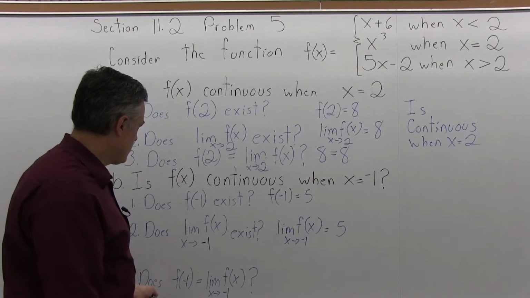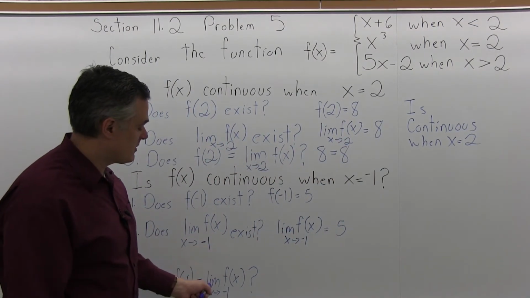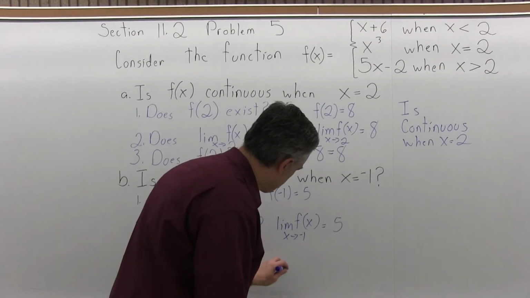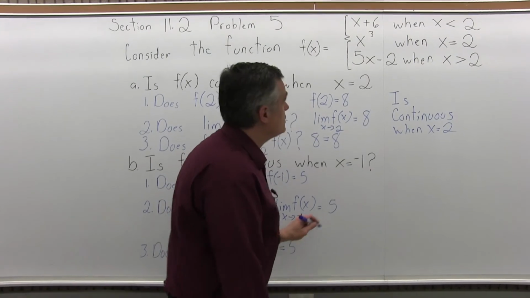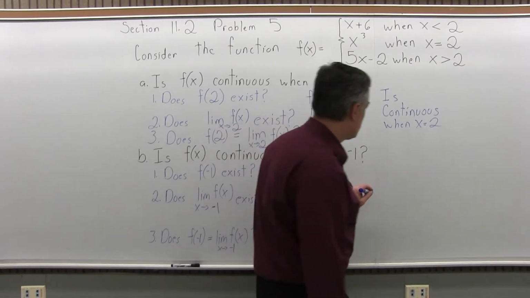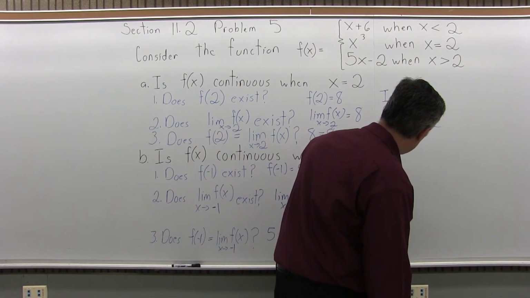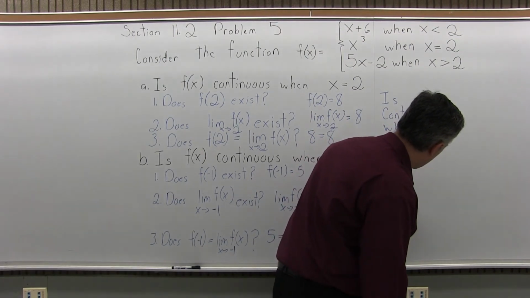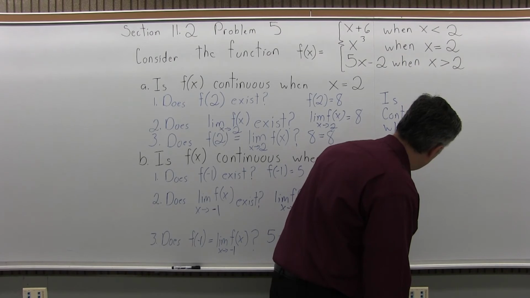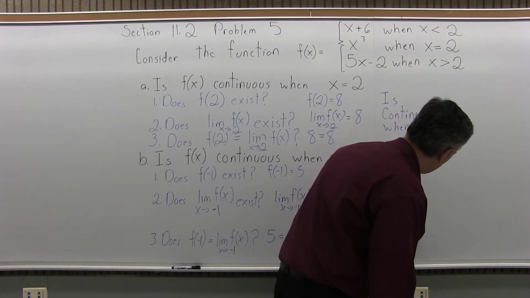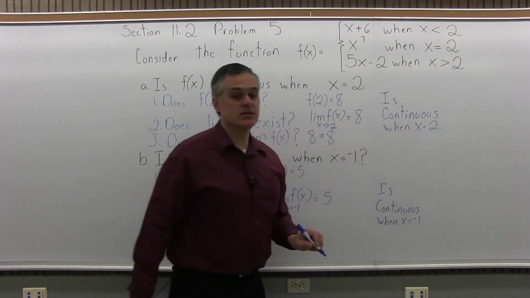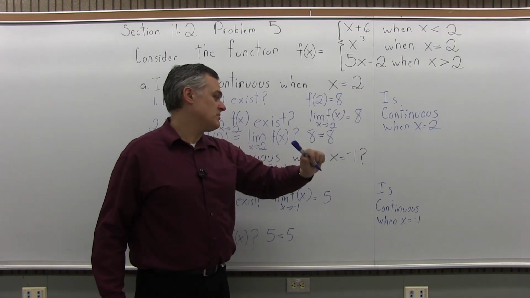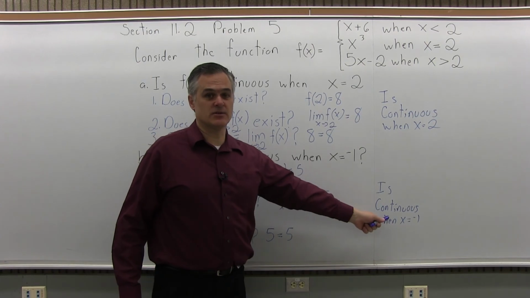And then for question 3, does f of -1 equal the limit of f as x approaches -1? Yes, it does. They're both 5. So for B, it's also continuous when x equals -1. So it's continuous for both. Part A, it is continuous when x equals 2. Part B, it is also continuous when x equals -1.